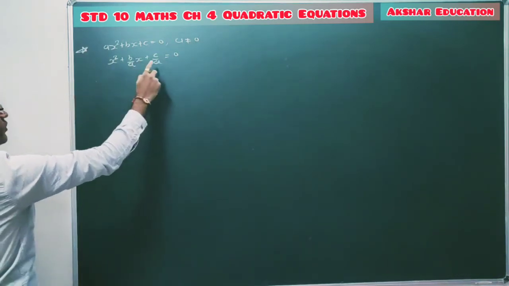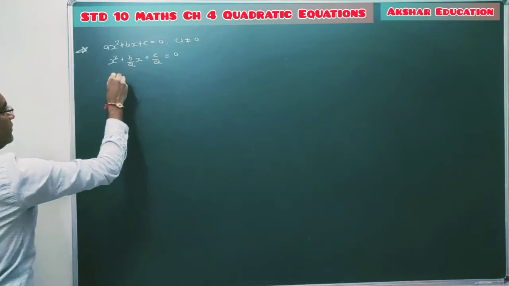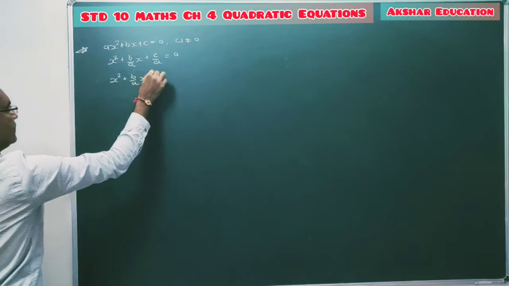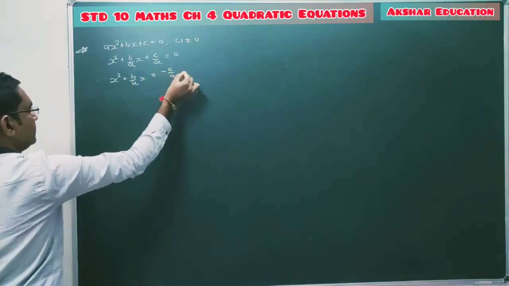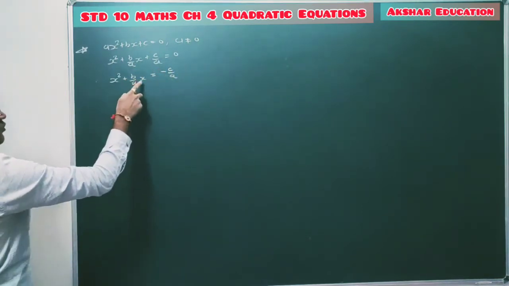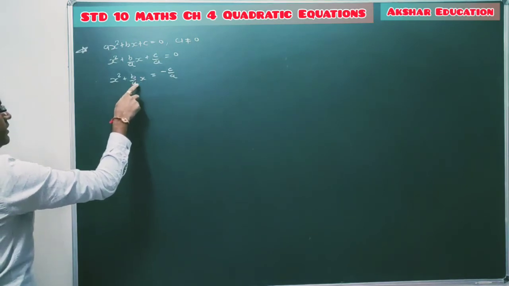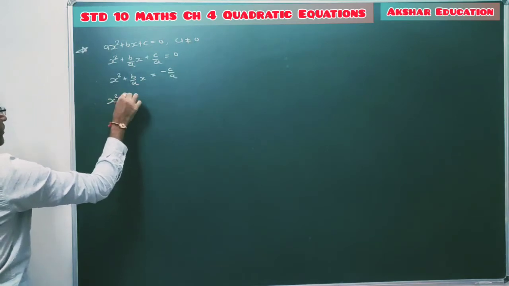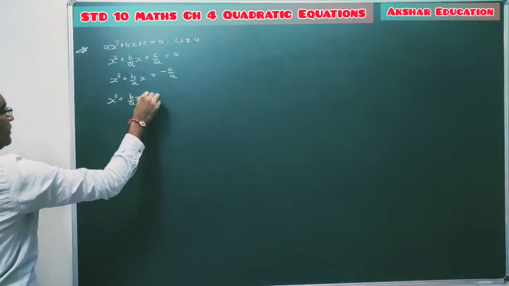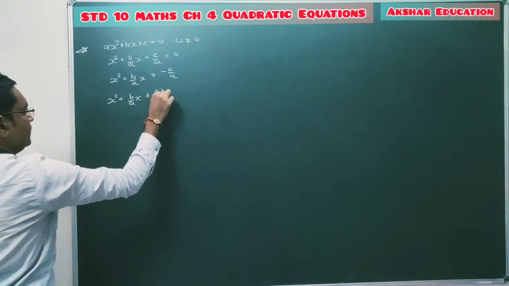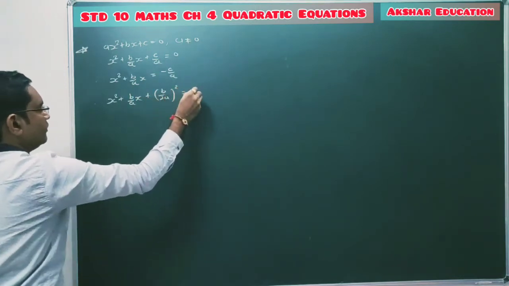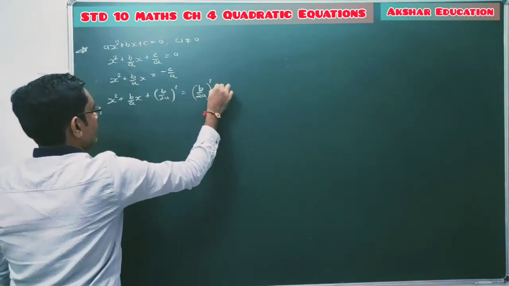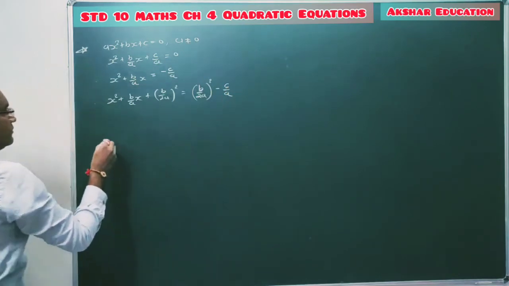Now for the very next step, you have to take the constant term on the right hand side. So we have x square plus b by a x equal to minus c by a. You have to consider the coefficient of x, divide it by 2, then take the square and add that square on both sides of this equation. So it will be x square plus b by a x plus b upon 2a whole square equal to b upon 2a whole square minus c upon a.